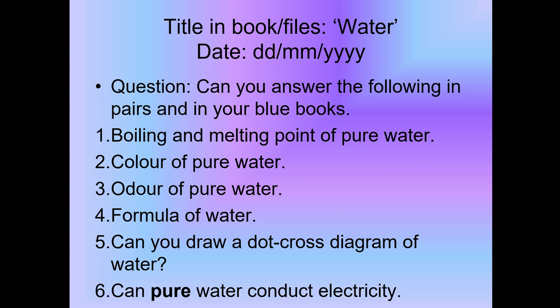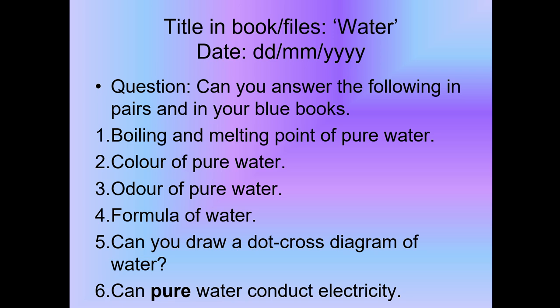So there are several questions on the board now. I'd like you to stop the video and see if you can have a go at those. If you pause the video now. So the boiling point of water, obviously 100 degrees Celsius, the melting point 0.0 degrees Celsius. The color of pure water is colorless, so don't say clear, it's colorless, end of.